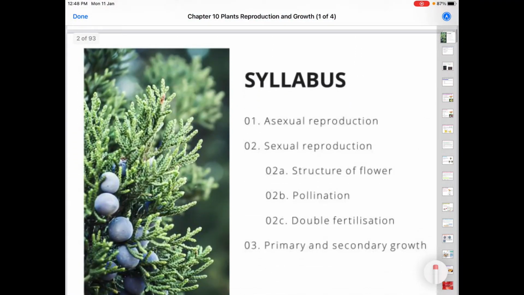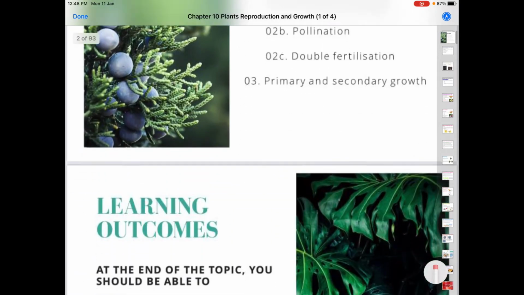So these are the syllabus. We will cover asexual reproduction, sexual reproduction, which includes the structure of a flower, pollination and double fertilization, and primary and secondary growth.